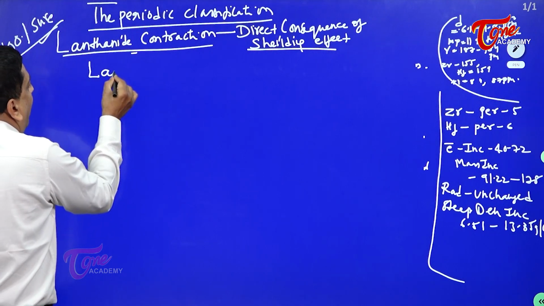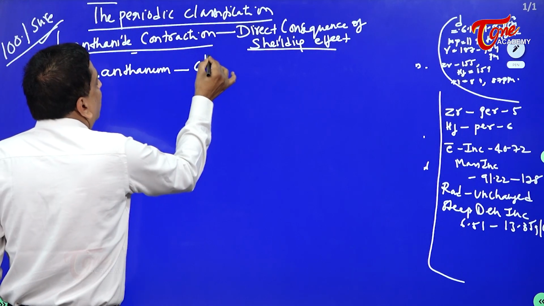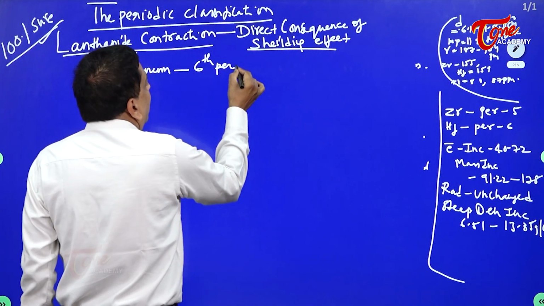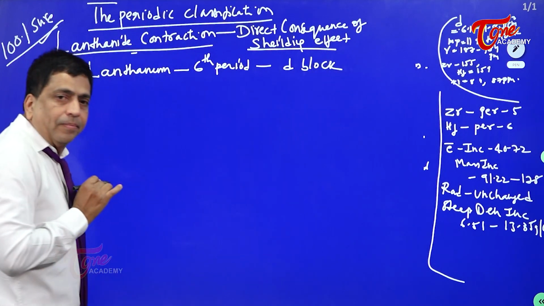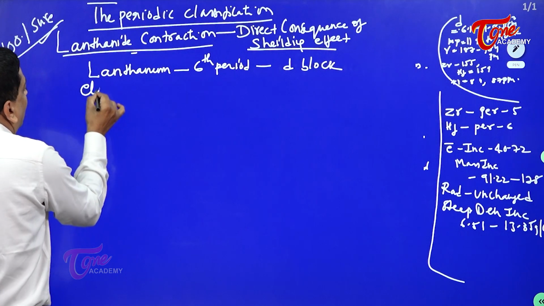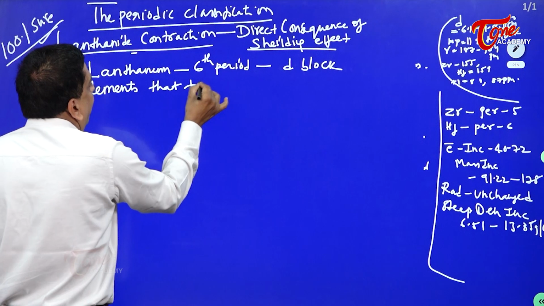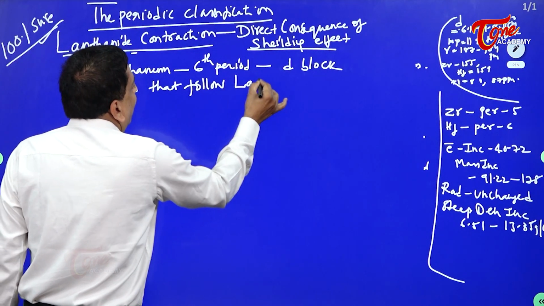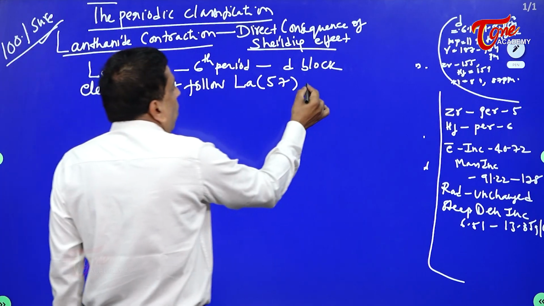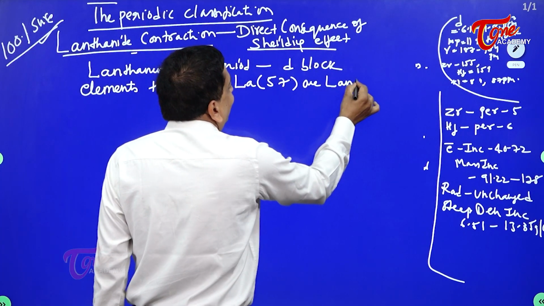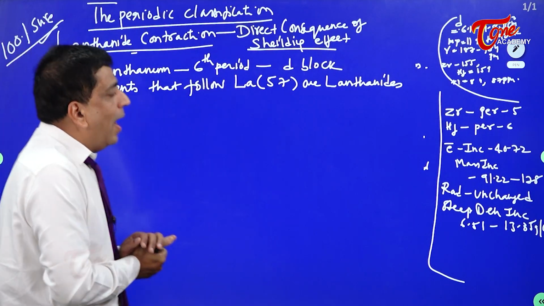So lanthanum is a 6th period element and it is D block. Elements that follow lanthanum, whose atomic number is 57, are called lanthanides. These are called what? Lanthanides, you must understand.